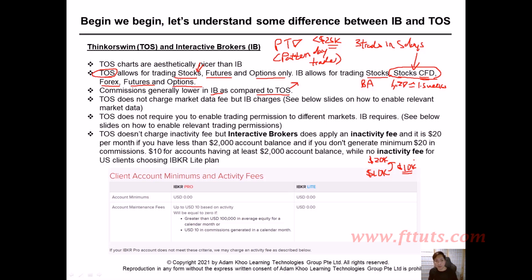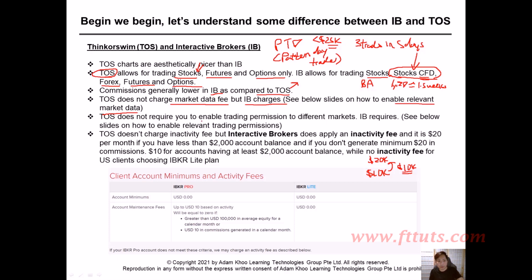Like I said earlier, there's always pros and cons. Personally, I still do my execution mainly in Interactive Brokers. That's my preference. But my Thinkorswim account is funded, and it's mainly for when I trade options, as I do some options trading as well. That's the account I mainly use for options and to look at the stock charts. TOS does not charge a market data fee, but IB does. So these are some things you should take note of. Later on, I'm going to share with you how to enable the market data. I'll go into the client portal and show you.